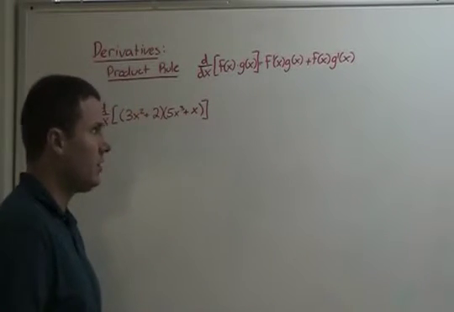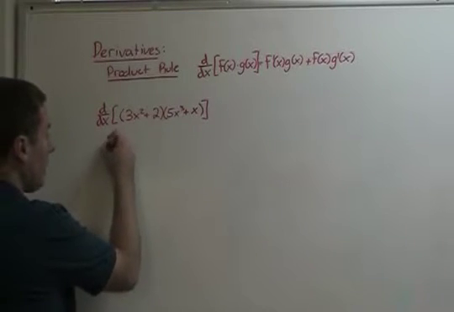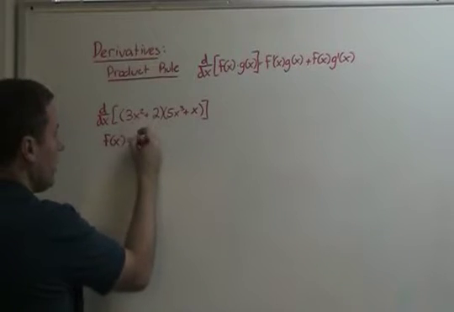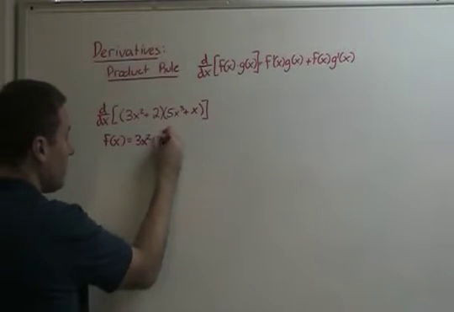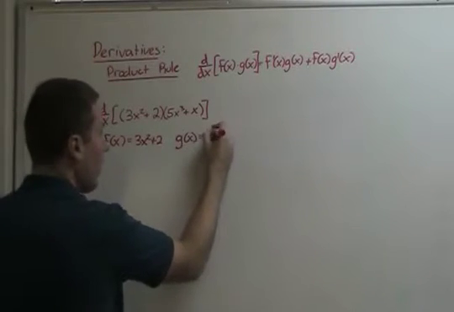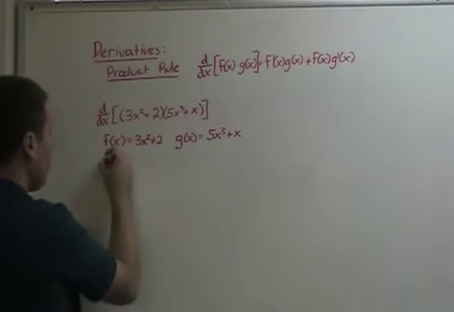Now, the way that I like to do this to keep myself organized is I like to write out what f and what g are. So f of x in this case is going to be the first term, so 3x squared plus 2. And g of x is going to be the second term, 5x cubed plus x. Take the derivative of each.